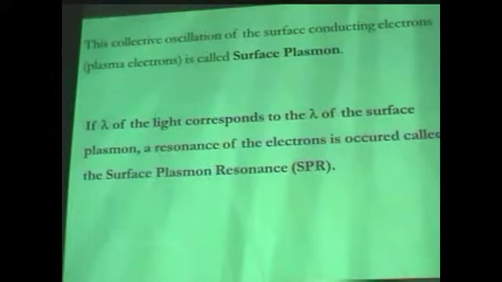And this collective oscillation of the surface conducting electrons, called plasma electrons, is called surface plasmon. If the wavelength of the light corresponds to the wavelength of the surface plasmon, a resonance of the electrons occurs, which is called the surface plasmon resonance.